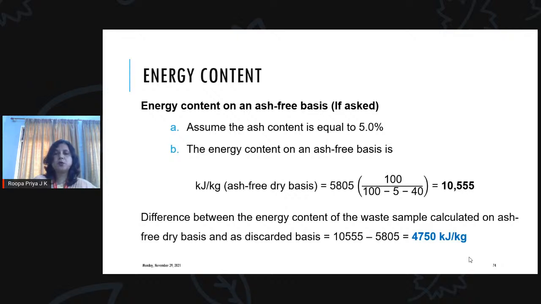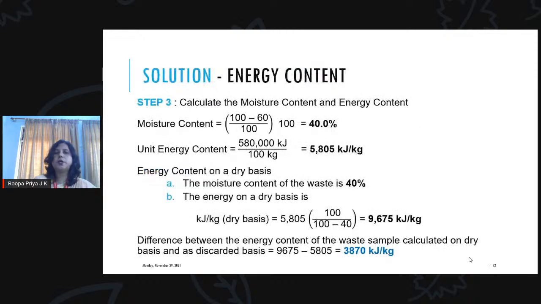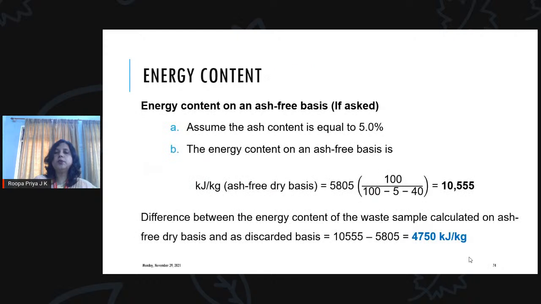We have 5,805, which is calculated previously as the unit energy content. We use this value, 5,805 kilojoule per kg, into 100 divided by 100 minus 5 minus 40. That 5 is the 5% ash content which we have assumed, and 40 is the 40% moisture content which we have calculated. According to this calculation, we have 10,555 kilojoule per kg of the energy content on an ash-free dry basis.